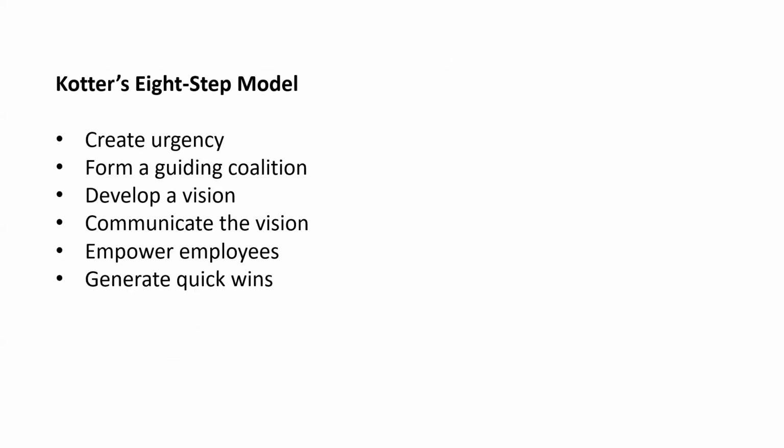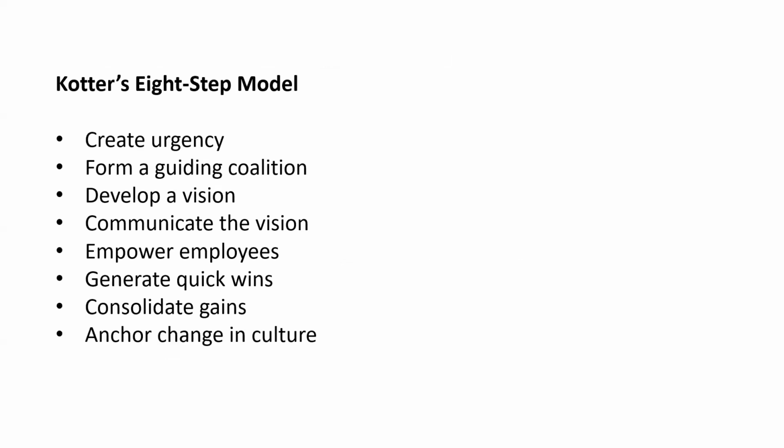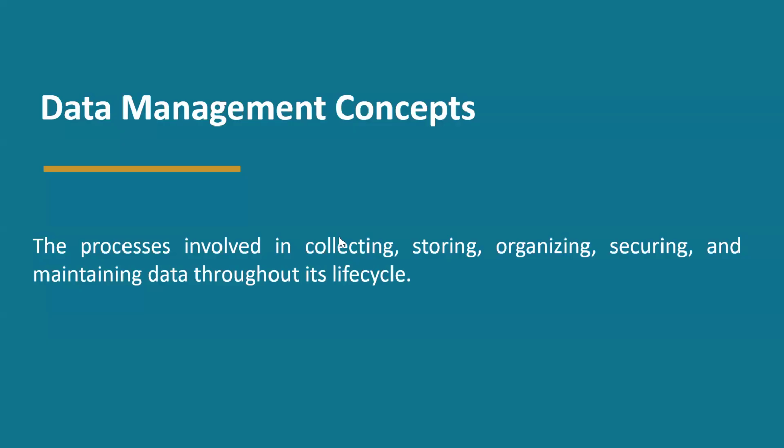There's another model called Kotter's 8 steps. First, you have to create urgency about the situation. You have to form a guiding coalition. You have to develop a vision together with them. You have to communicate the vision, empower the employees, and generate quick wins. You have to consolidate the gains and anchor the change in the culture. So this is also what he is saying: to be able to manage change, go through these 8 steps.